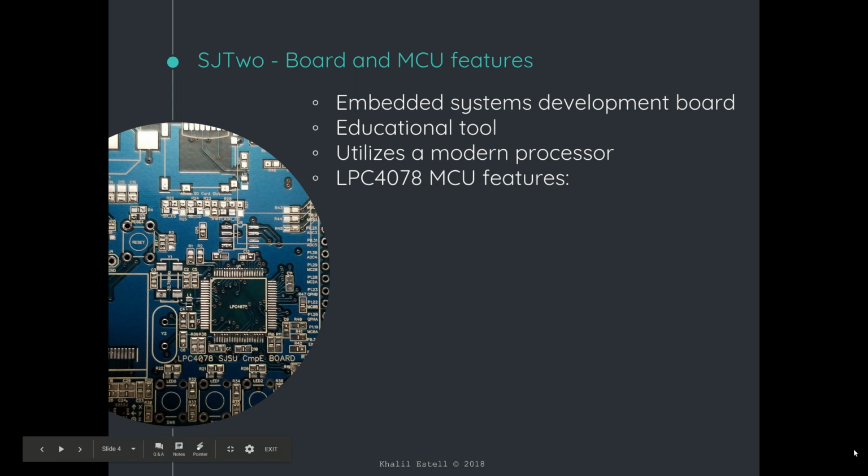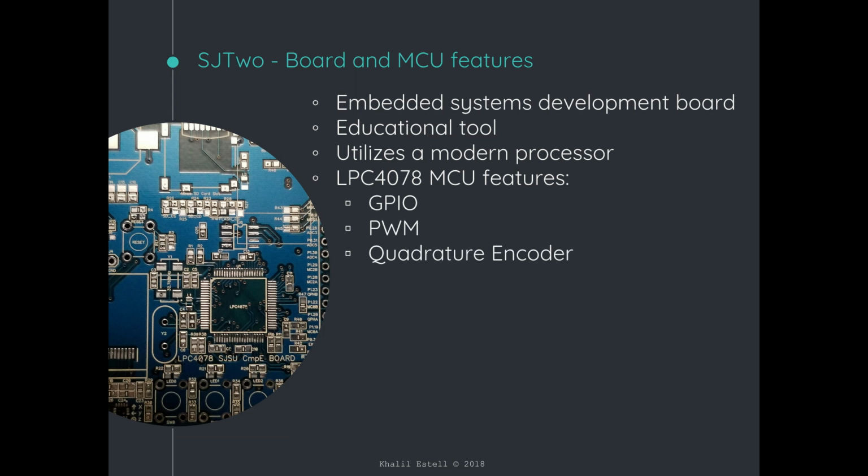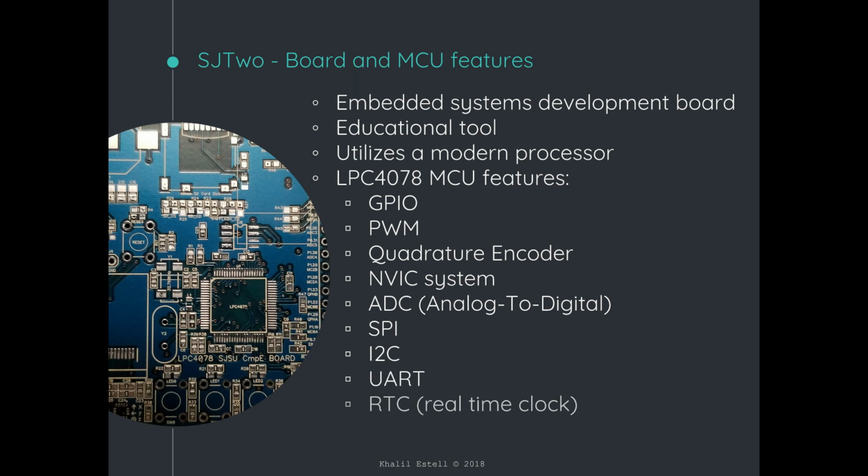The LPC4078 microcontroller includes GPIO peripheral, PWM, quadrature encoder peripheral, a nested vector interrupt controller system, an analog to digital converter, a SPI serial interface, an I2C interface, a UART interface, a real-time clock peripheral built in, and a lot more. You can go into the datasheet for the LPC4078, which I'll give the location of inside the project, to figure out all the different things that it can do.